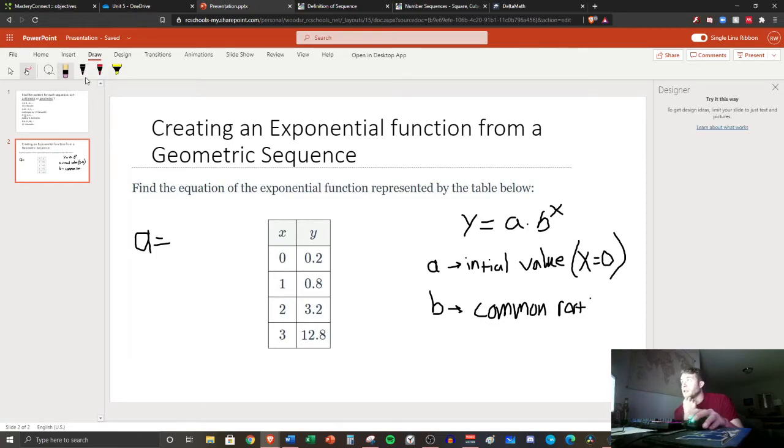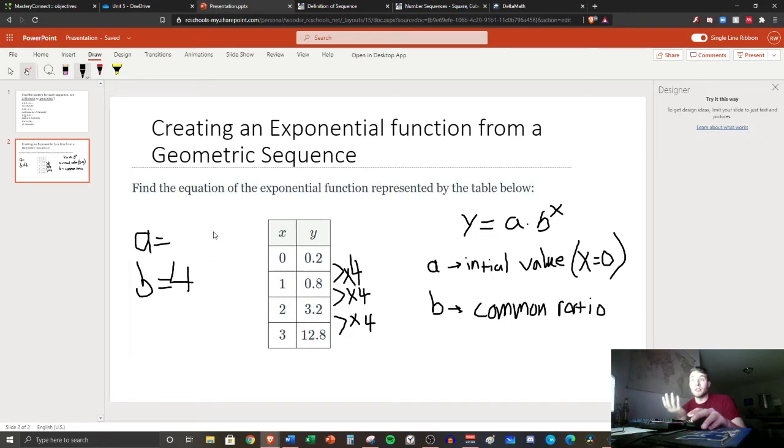So common ratio. Okay, so what is the common ratio? What's happening as we go from each one of these? We already know this is a geometric sequence here. We're looking at these y values. Well, what's happening? This is times what? That should be times 4 each time. So times 4, times 4, and that's a consistent pattern. So b is the common ratio, which is 4.